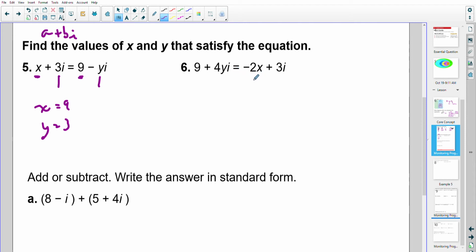Similarly, you can say, all right, how do I solve for my 2x? Well, negative 2x equals 9, x equals negative 9 halves, and then looking at the y part, I'm going to have 4y equals 3, therefore y is equal to 3/4. Again, equating the similar parts and then solving for x and y.